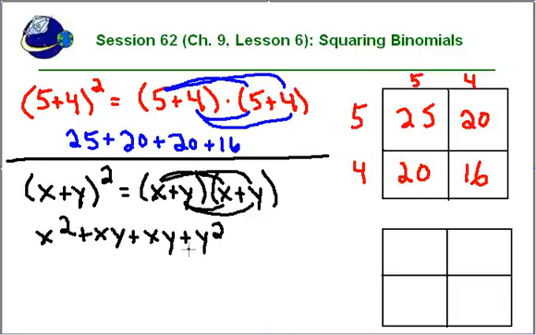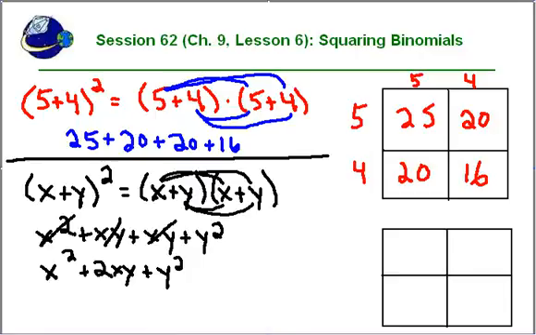Now, let's see if we have any like terms to combine. We do. We have these xy's. So I'm going to rewrite the x squared. It takes care of that. And we have 1xy plus another xy. So that's going to be plus 2xy. And that takes care of these two terms. And then that leaves us with a y squared at the end. So we can see that for any binomial where you have two variables, x plus y, when you square it, your answer is going to be x squared plus 2xy plus y squared.